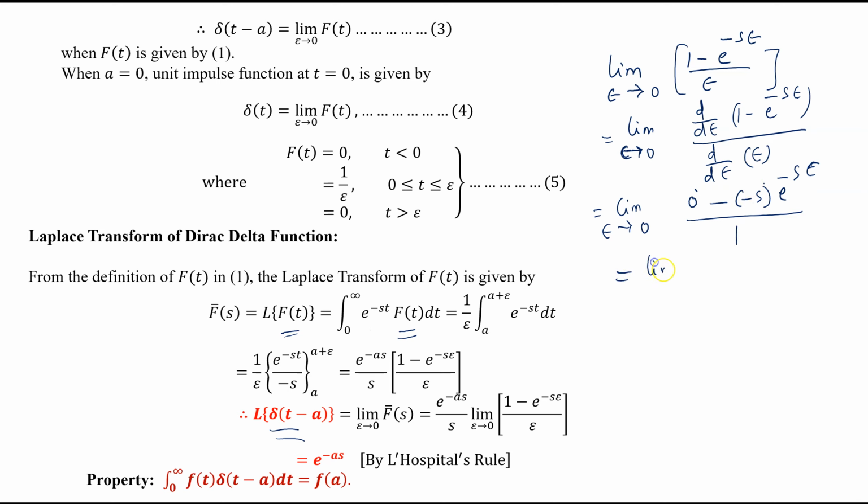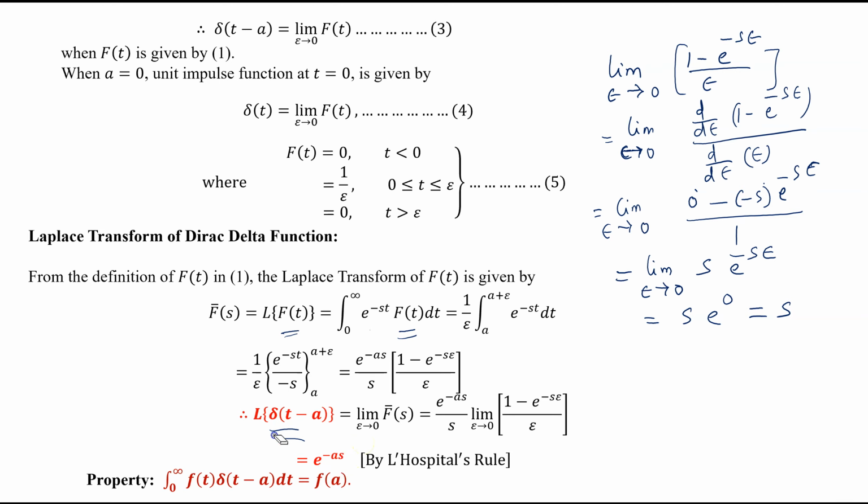So what do you get? Limit epsilon tends to 0. Here minus into minus plus s into e power minus s epsilon. Now put epsilon equal to 0, which is equal to s into e power 0, which is equal to s. So when you apply L'Hospital's rule, this s which is existing in the denominator and this s both will get cancelled. Then you get e power minus as by L'Hospital's rule. Okay. So Laplace transform of Dirac delta function delta t minus a equal to e power minus as.